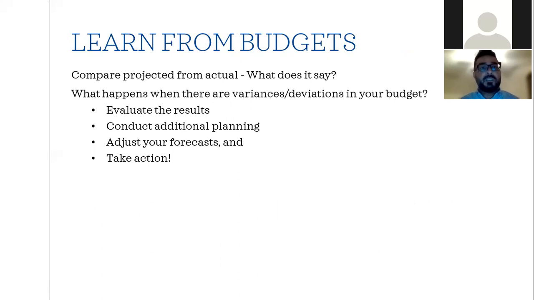Learn from budgets, compare the projected, right? When you create your budget, compare that to what actually happens, the actual. And then try to understand, what does it say to you, right? If you had budgeted $5,000 and you're looking at the actual report of money coming in and money coming out, and you're saying, okay, I initially planned for $5,000, but now I see that my revenue is $4,000. So where did I go wrong, right? What happened? I need to understand that, right?